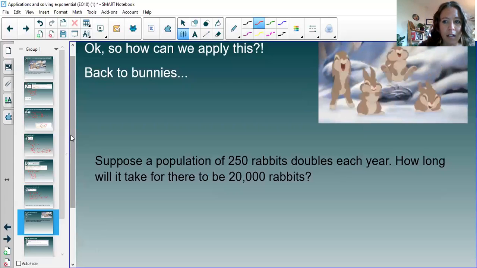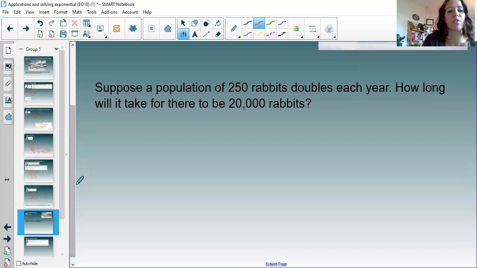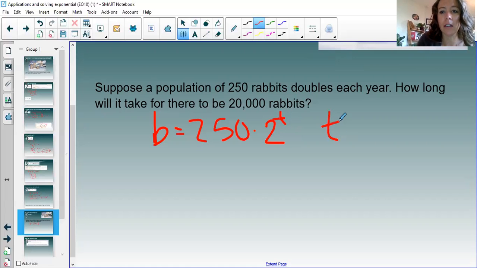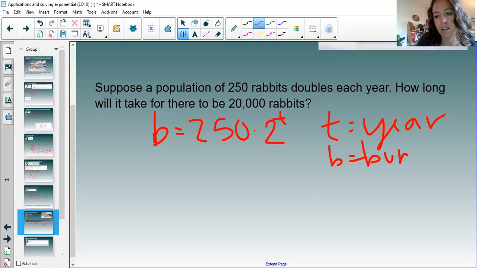So we're going to first build an equation, and I'm going to use B for bunnies. The bunny population starts at 250, and it doubles, so I'm going to multiply it by 2 every year. So that's raised to the t power, where t is my years, and B is bunnies. My handwriting is so good, isn't it?